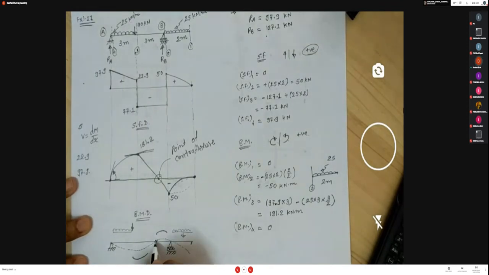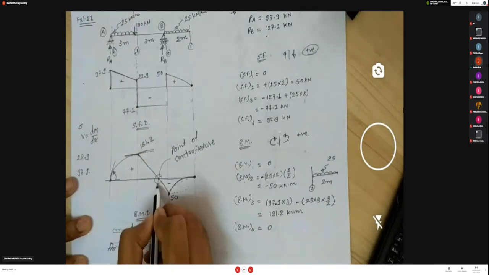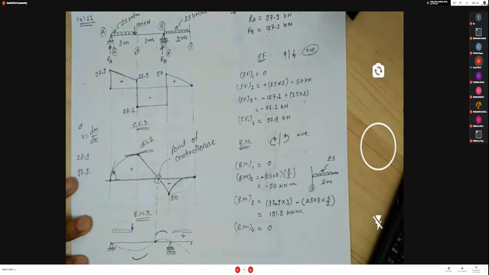So at that particular point, bending changes its nature, positive to negative or negative to positive. Okay? The bending direction is different from this point. So this particular point is known as the point of contraflexure.